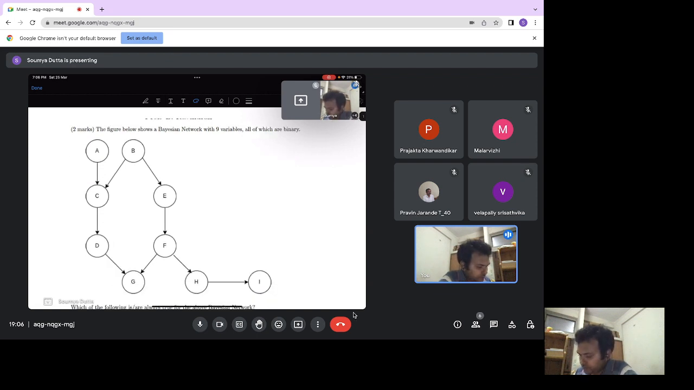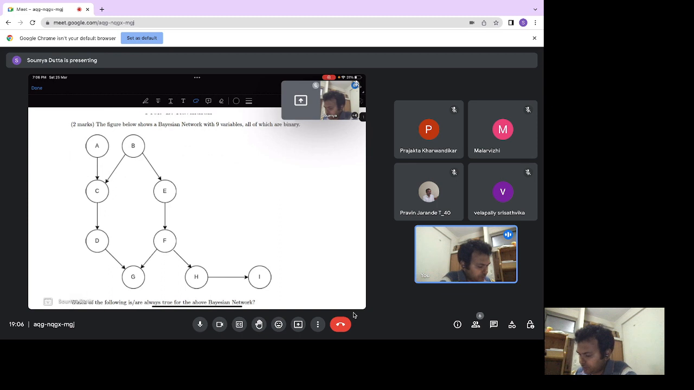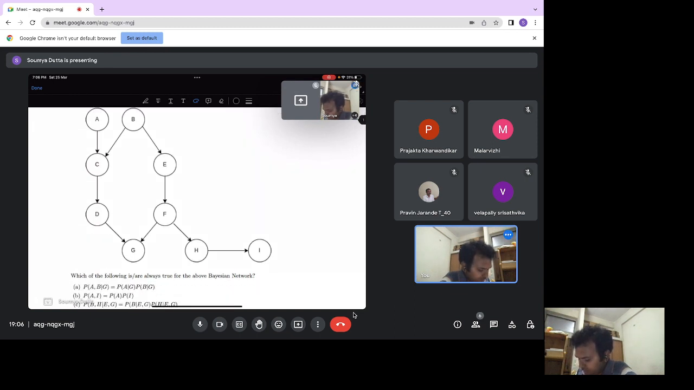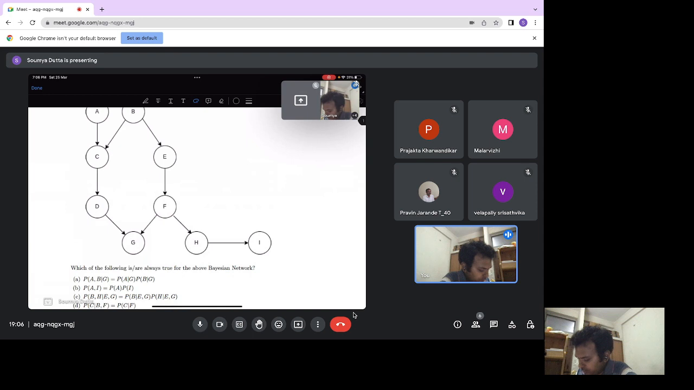Okay, so the first question is, the figure shows below a Bayesian network with 9 variables. There are 9 variables, all of which are binary, and you have been asked to say which of the following is always true for the above Bayesian network. So let's go over them one by one. The first option is P of A comma B given G, so A and B are conditionally independent given G. That is what has been given.